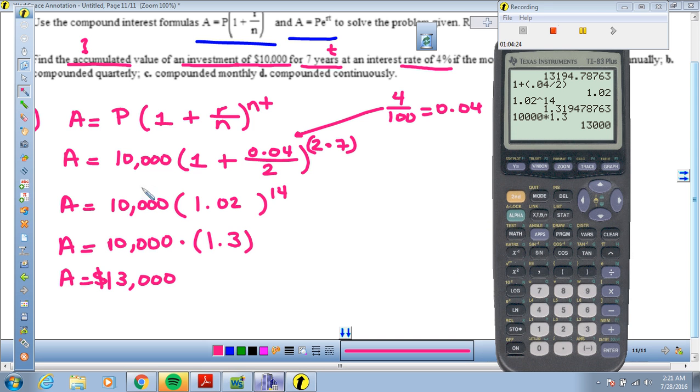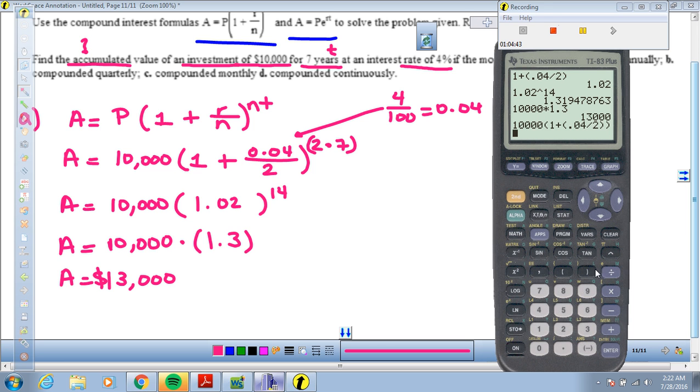So the answer, when I plugged everything in here, you don't see it anymore. So let me type it again. 10,000 times 1 plus 0.04, and I wasn't going to put the parentheses. 0.04 in parentheses divided by 2. Close the parentheses, close the other parentheses, raised to 2 times 7. If you put everything that you had since the very beginning, this is the answer now.